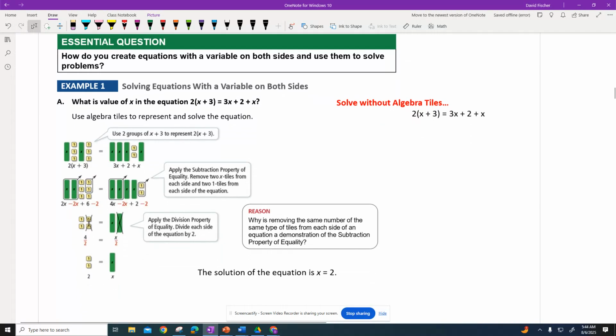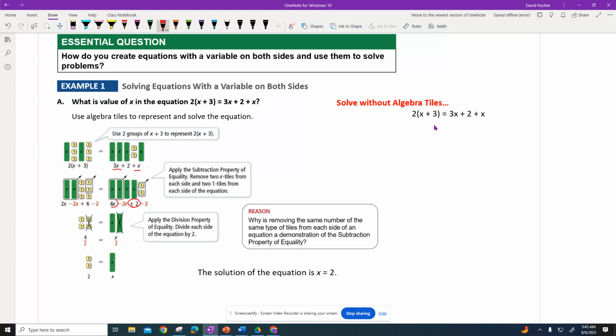This is just some examples for us to kind of look at and think about. If we had this math problem, 2 times x plus 3, there's my x plus 3, and I have 2 of them. On the other side of the equal sign, it says 3 x's, plus 2, plus another x. What we're going to do is collect like terms here. They put those x's with those x's and say, I have 4 x's here, plus 2.